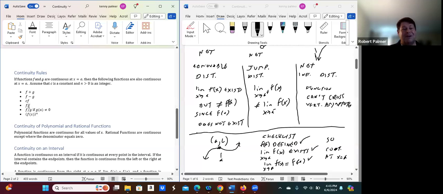Two continuous functions multiplied together is also continuous. And two continuous functions divided is continuous as long as we're not talking about a place where the bottom function g is 0. Then also a function to a power n, where n is an integer, is also continuous.